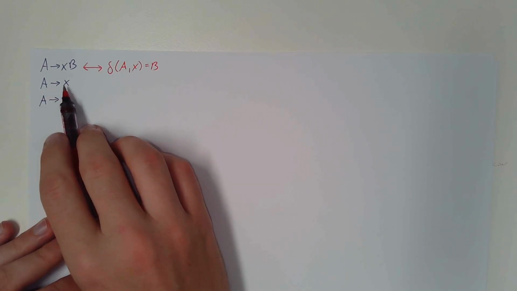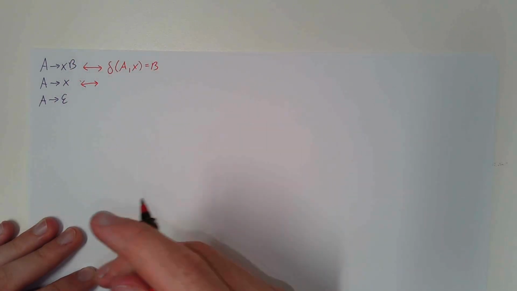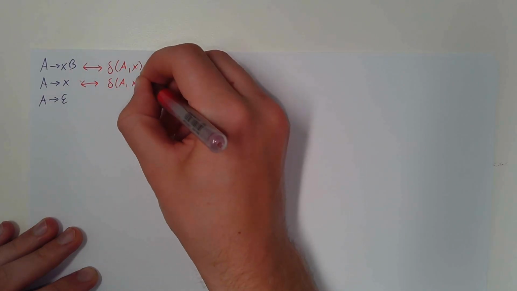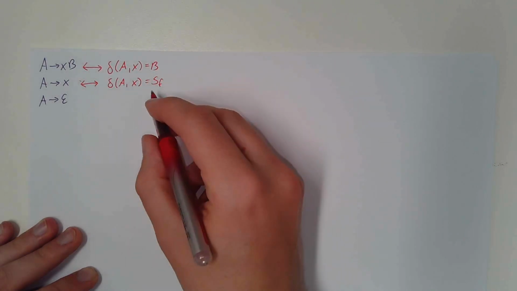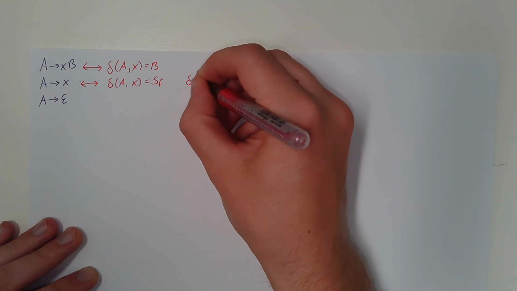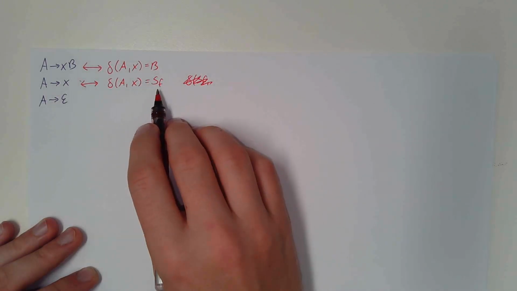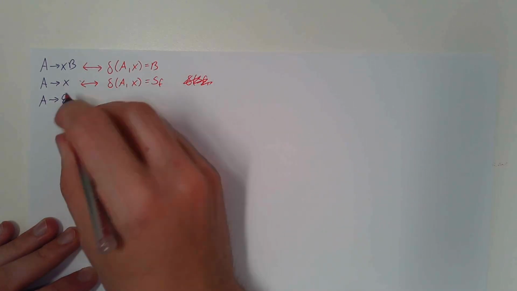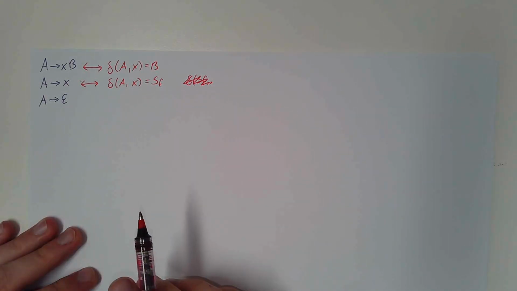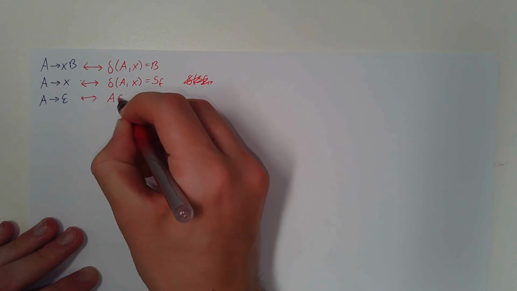If A is allowed to produce X, then we define some new final state, we'll call it SF, such that from A, reading X takes you to this new final state. And once you're in the final state, you stay there forever. So delta of SF... no, because if we read something else we want to reject. So that's fine the way it is. And if A can turn into epsilon, then it's done producing strings, so we want A to be a final state if that's the case.